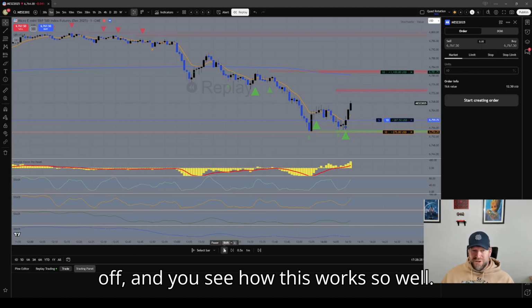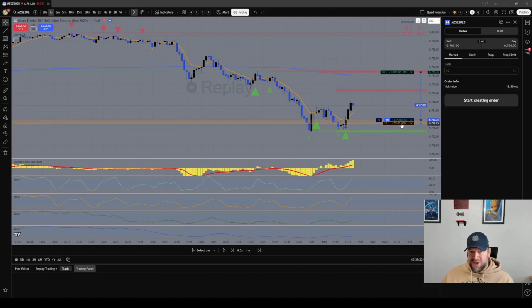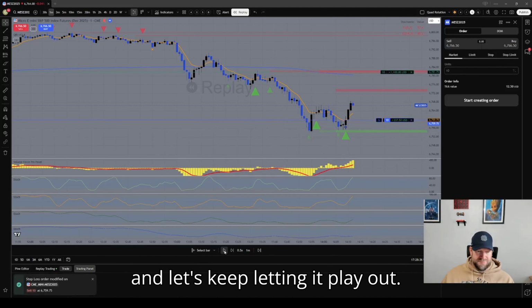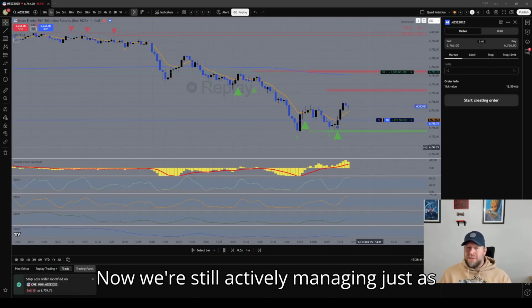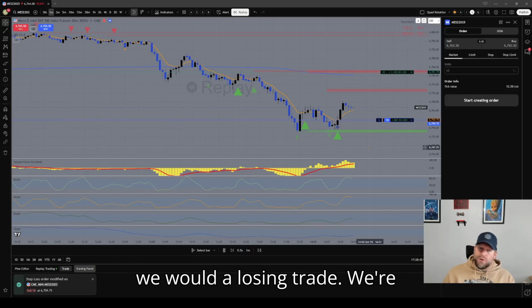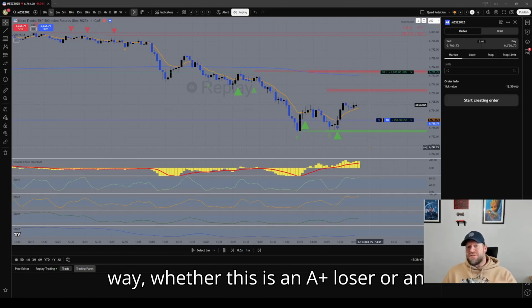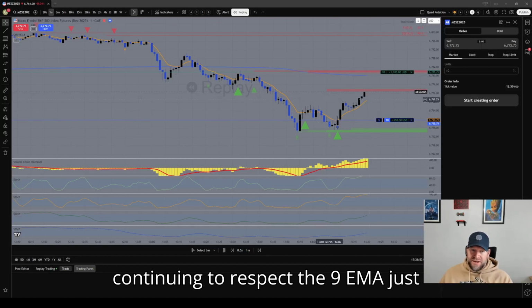And you see how this works so well. So now I'm already up $337. I'm going to move this stop loss up here. And let's keep letting it play out. Now we're still actively managing just as we would a losing trade. We're protecting our capital every step of the way, whether this is an A-plus loser or an A-plus winner. And you can see how it's continuing to respect the 9 EMA.